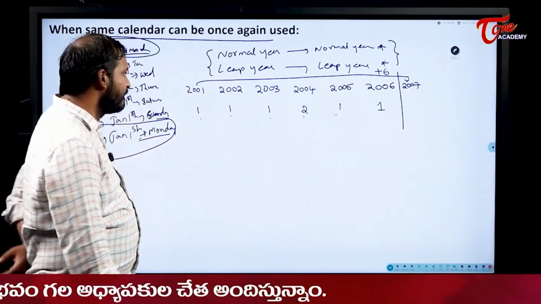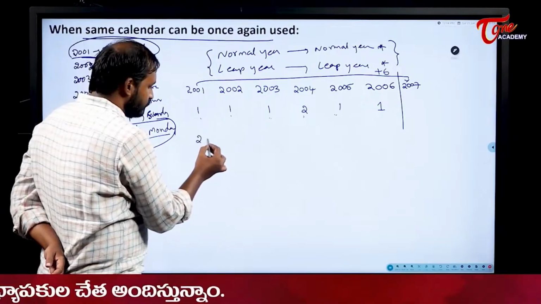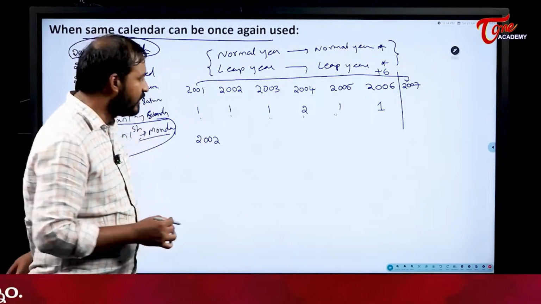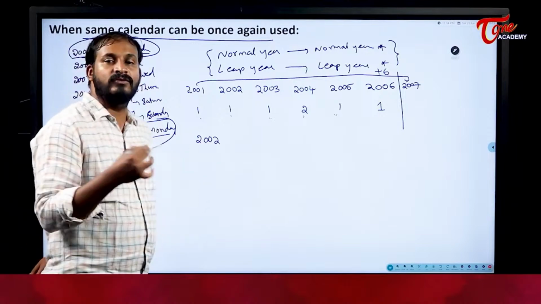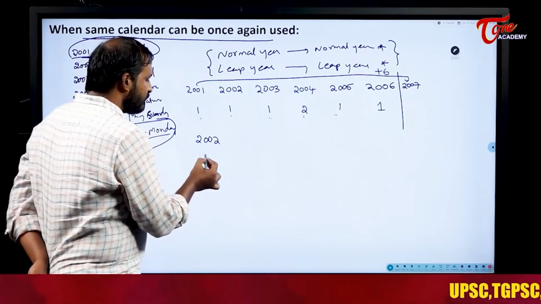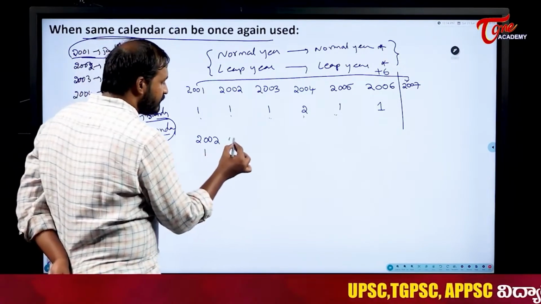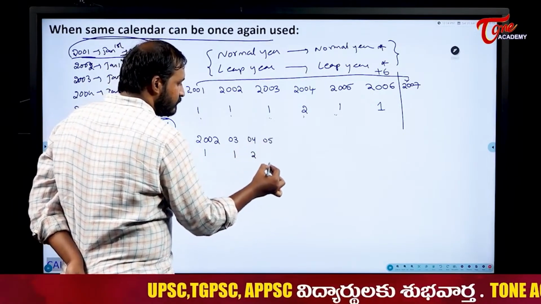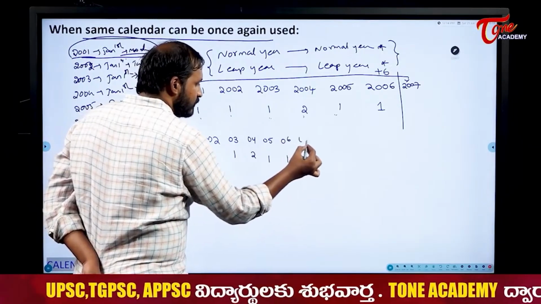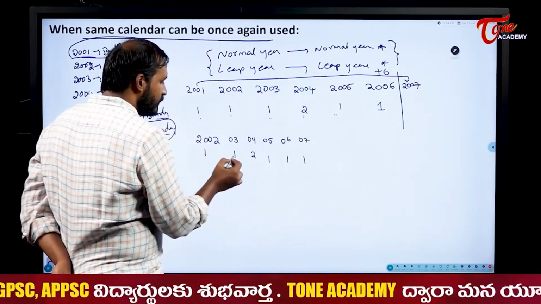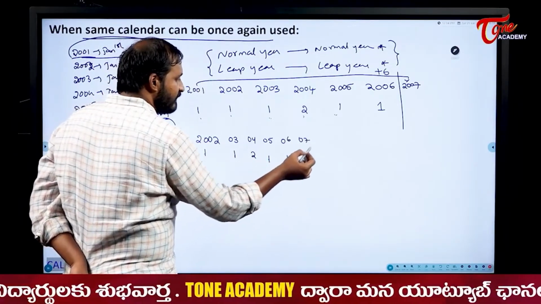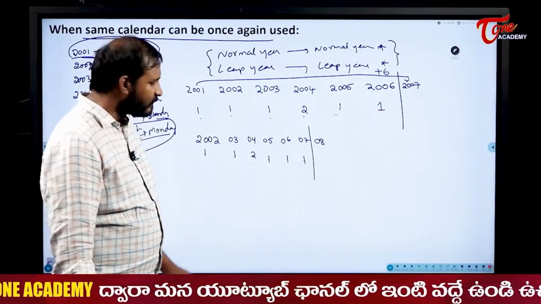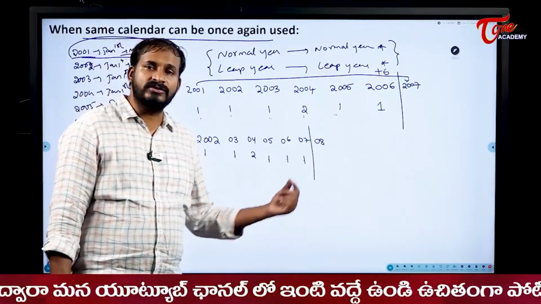Okay, sir, good, super. Now, I will check for 2002. Students, we will see why we are writing all these things slowly. When can I use the calendar of 2002 once again? So, how many odd days for 2002? 1. For 2003, 1. For 2004, 2. 2005, 1. 2006, 1. 2007, 1. Now, see here: 1, 2, 3, 4, 5, 6, 7, sir. I can use it once again in 2008. Is it correct? Can I use the calendar of 2002 in 2008?